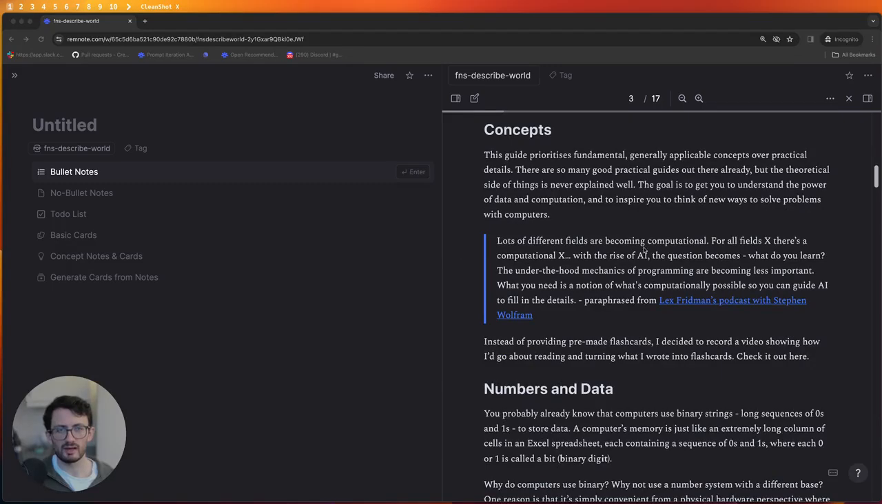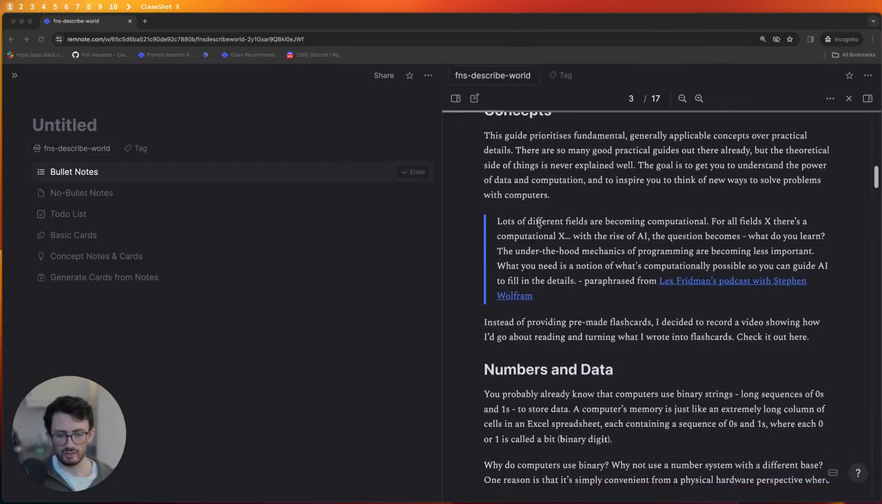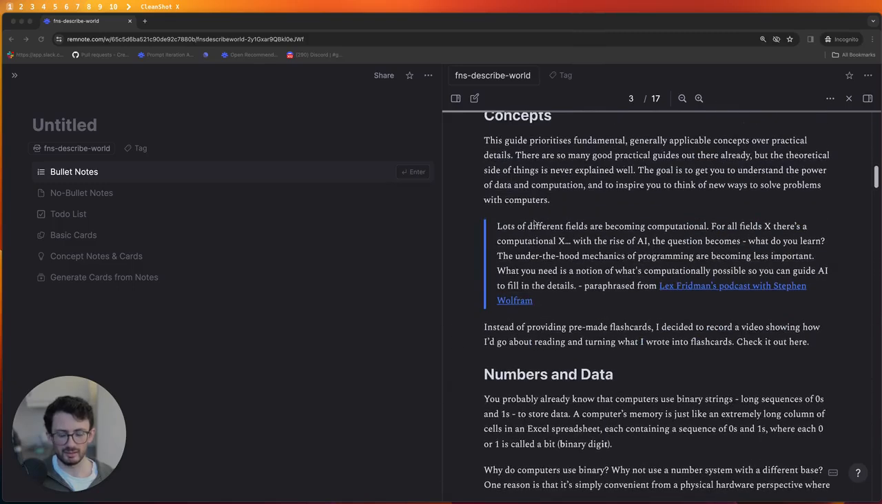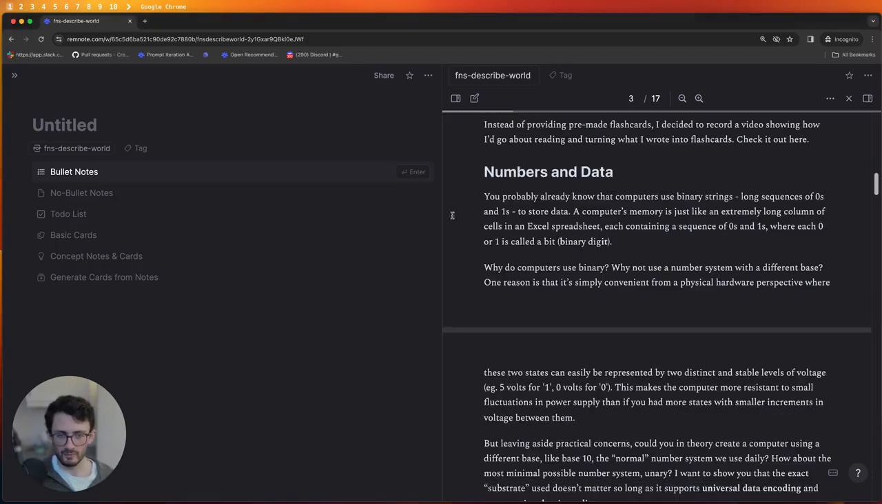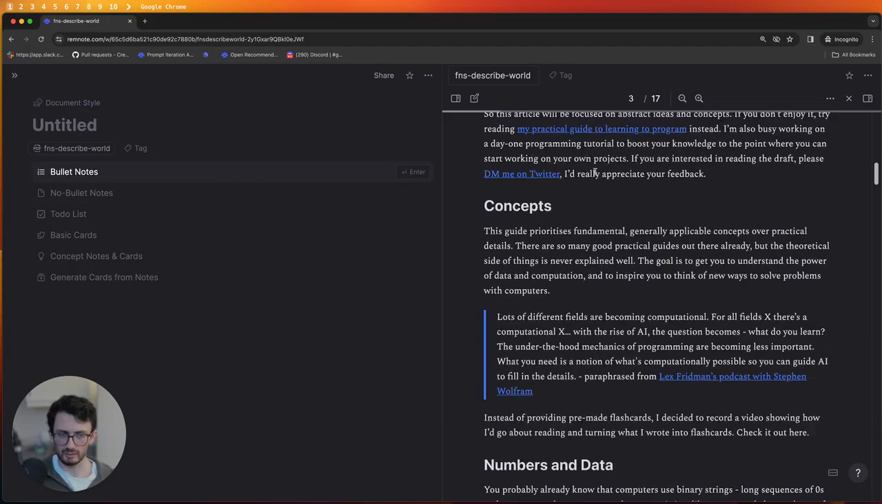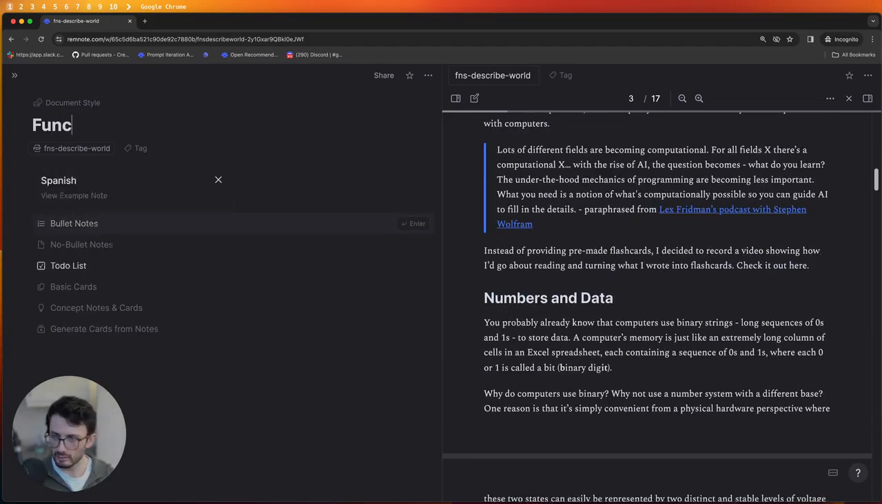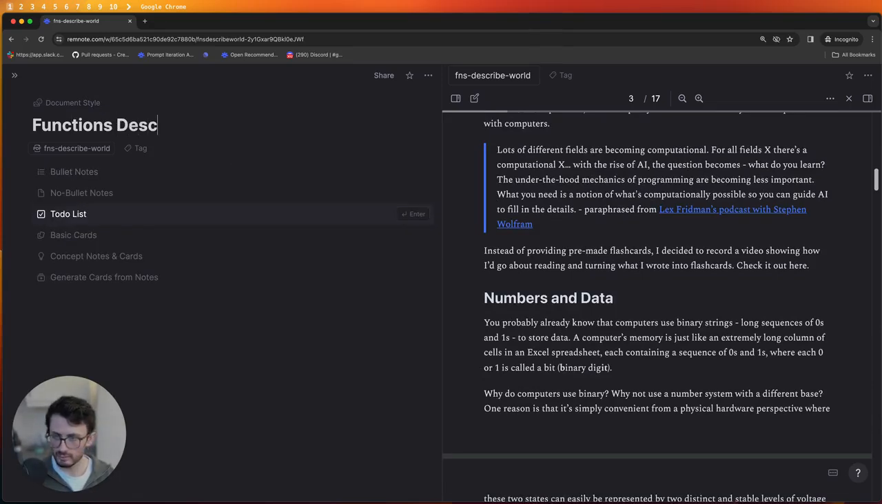So the purpose of this article is basically just to introduce people to some of the fundamental ideas in computer science. And so it starts off by discussing the concept of universal data encoding, the ability for a computer to represent any data and be able to store any kind of data that we want to process with it. Actually, what I'll do here, I'll give this document rem a title, and let's just call it functions.